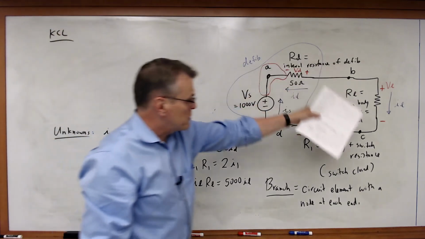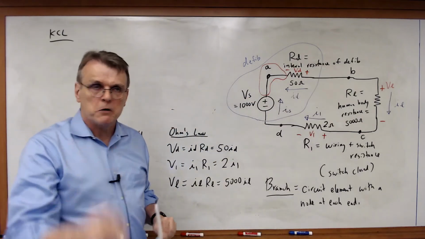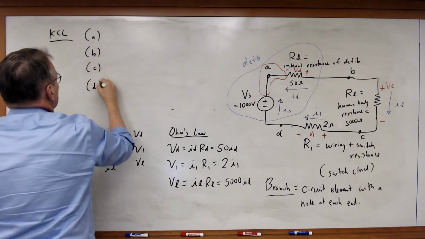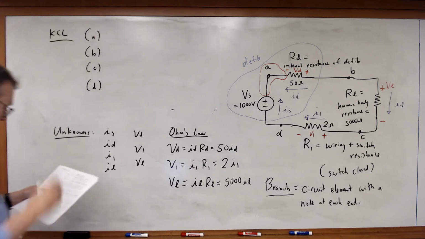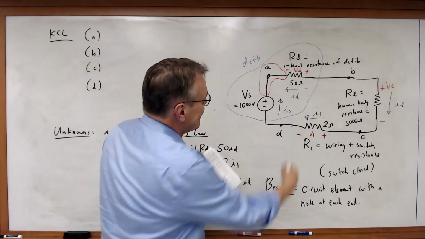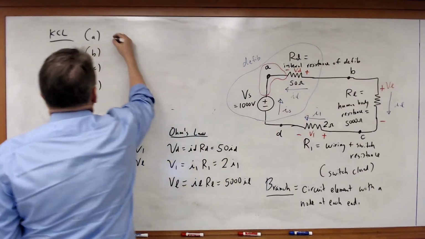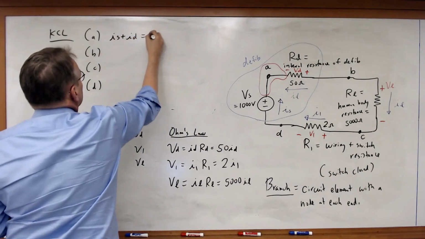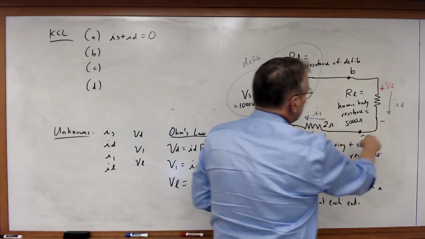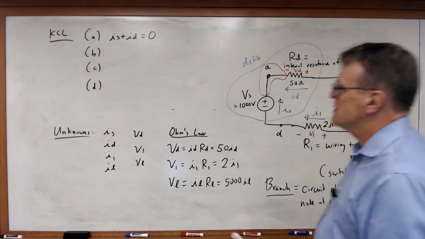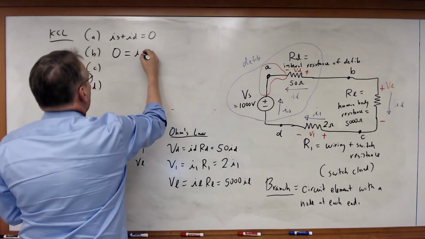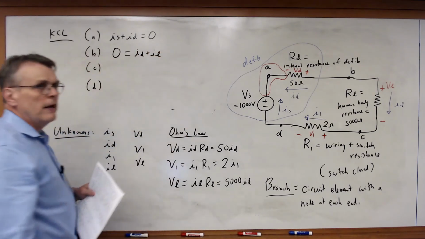We have four nodes, so I'm going to write four KCL equations, one for each node. I've got nodes A, B, C, and D. Therefore, for node A, I have IS flowing in, ID flowing in, nothing flowing out. IS plus ID is equal to zero. For node B, ID flows out, IL flows out, nothing flows in. So zero flowing in is equal to ID plus IL flowing out.